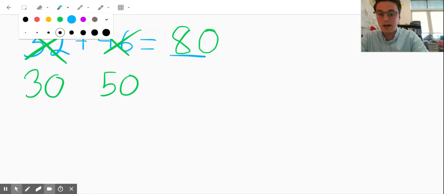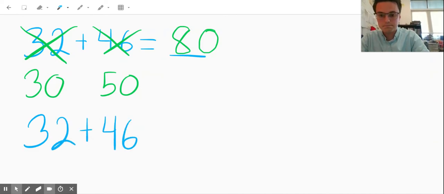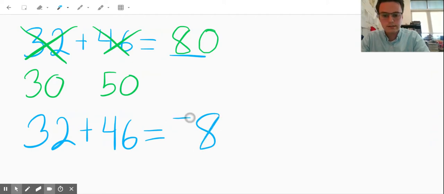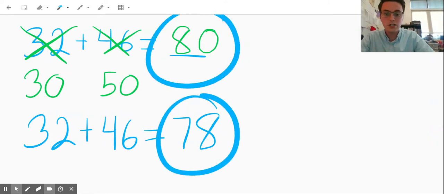Now let's do the math for real here and see if my sum is close to 80. I know that 2 plus 6 is 8, and 3 tens plus 4 tens is 7 tens. So the true sum is 78. That's very close to my estimation, so I know I have a reasonable answer.